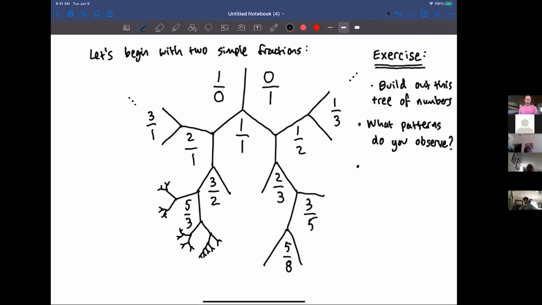But I might ask a few specific guiding questions. I could ask, if you go down this branch, this kind of zigzag branch, and continue, I could ask, what develops down the zigzag? Down the zigzag path.